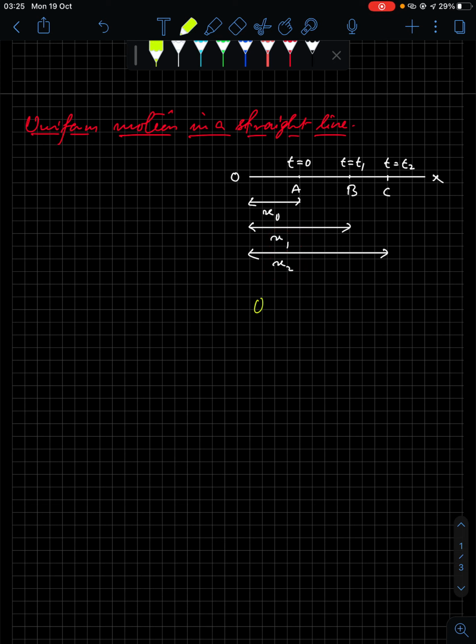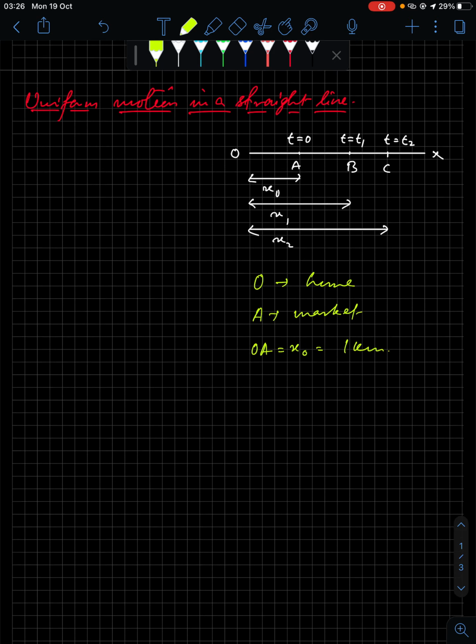Say you fix the origin at your home. Your home is the origin of this situation. A is a marketplace near your home. Say it is at a distance of 1 kilometer from your home. In that case, your OA, which we have marked with x0, is 1 kilometer, say.